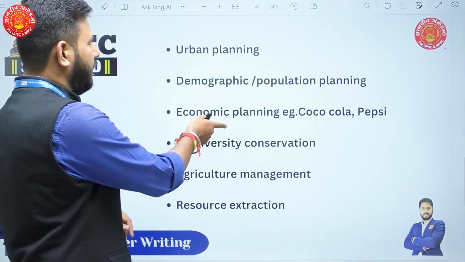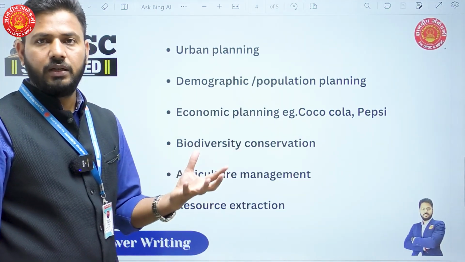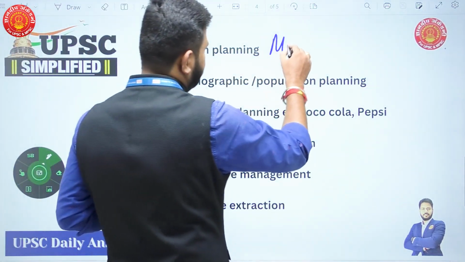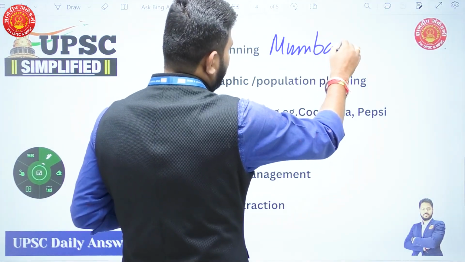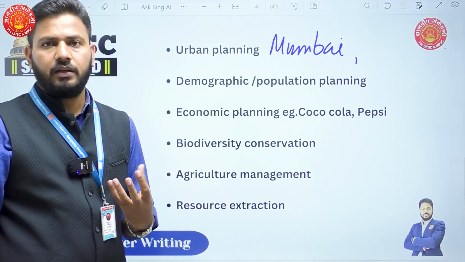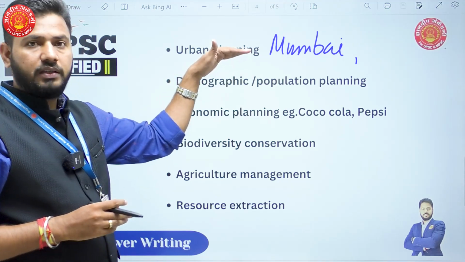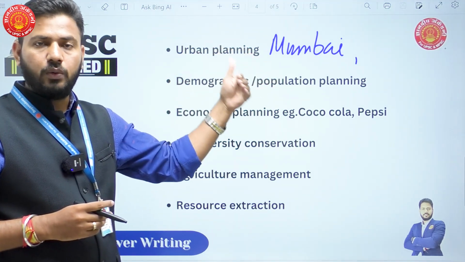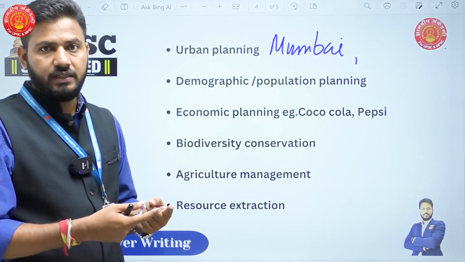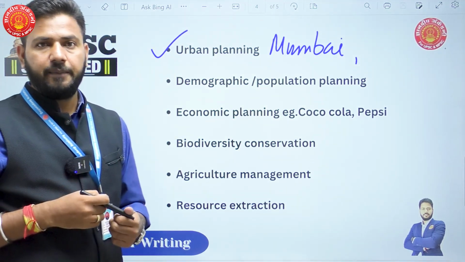Now the first is urban planning. Like I said, carrying capacity can also be extrapolated to urban planning. So you can give any case study, for example, Mumbai, or even Delhi, any city in India, and show how development without taking into consideration the carrying capacity of the city can destroy the very structure of the city. So how carrying capacity can help us in sustainably developing urban areas in India is one part where you can explain this.